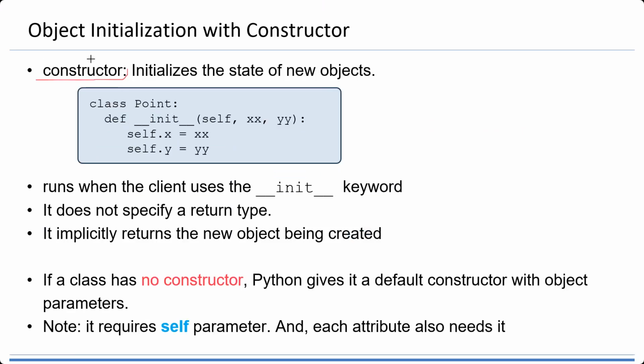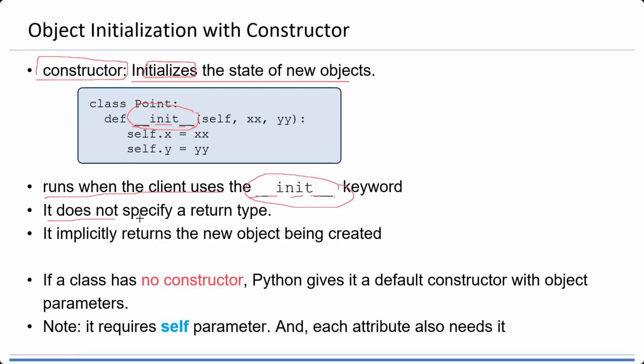Constructor, okay, the meaning of constructor is that it initializes the state of a new object. So if you have a new object, you can use this __init__. It is to initialize. Initialize means you make one new state. So it runs when the client uses __init__. This is the special function.